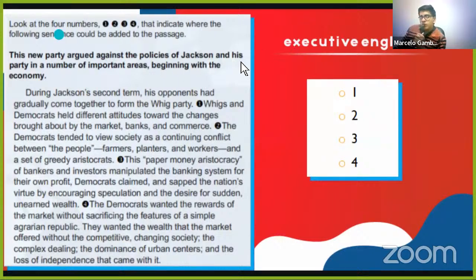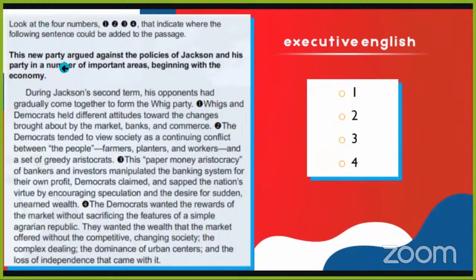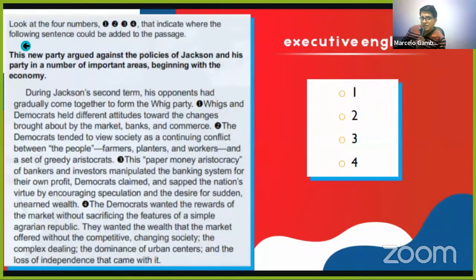Let's see. So we're talking about a new party. What's a party? Can anybody tell me? Un partido político. That's right. Thank you very much. So we're talking about a political party. So we should find somewhere where they talk about a party, right? Because we're saying this new party. Es como si diríamos este nuevo partido. Entonces, lógicamente hay que buscar algún lugar donde hablen de algún partido. O sea, ¿dónde tendría sentido?